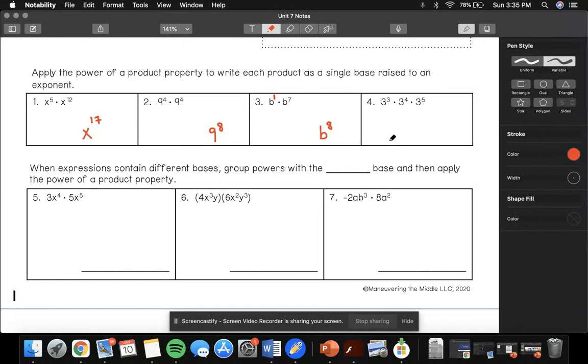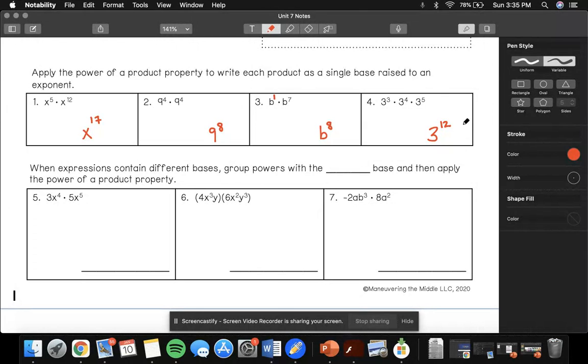Okay. All right, now this final one, we have 3 to the 3rd times 3 to the 4th times 3 to the 5th. So we have 3 3's, we have 4 3's, and we have 5 3's. So it's multiplied together, that would be a total of 12 3's being multiplied together. All right, then we have this problem when expressing, so these just make it a little bit harder.